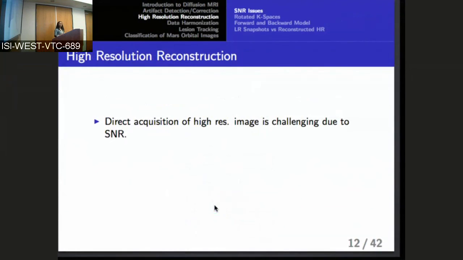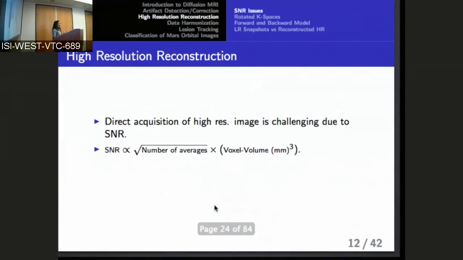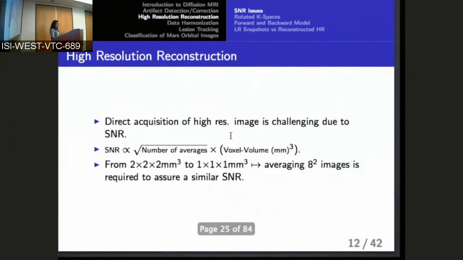Another, I would say, challenging problem regarding diffusion MRI images is that it's not easy to have a direct acquisition of high resolution of these images. I guess some of you are familiar with this equation. You know that SNR is proportional to the size of the voxel and is proportional to the square root of the number of averages. Let me explain it a little bit more.